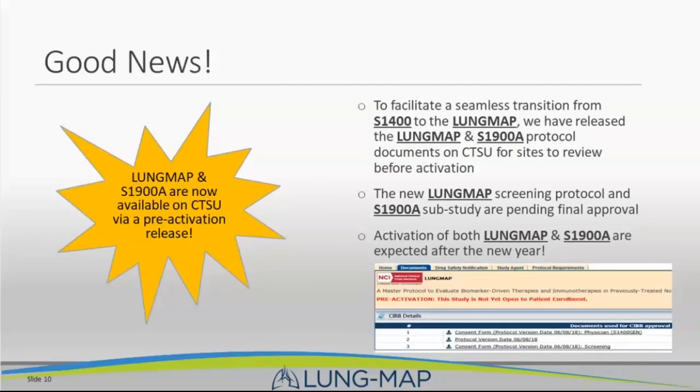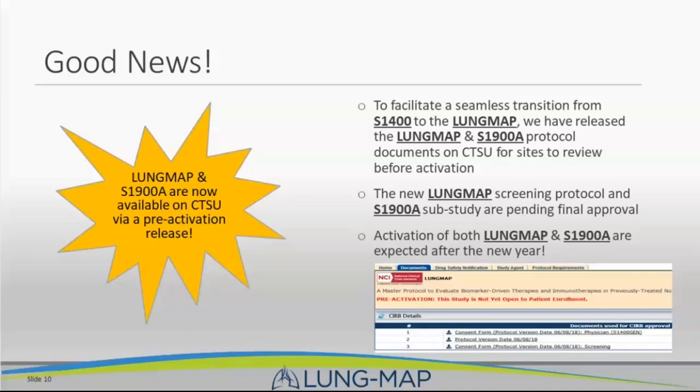So we have worked with our site coordinators committee to plan how to roll out the LungMap expansion. And we thought the best way to facilitate a seamless transition from the S1400 screening to the new screening protocol would be for a pre-activation release. So this means that sites are able to review the protocol documents and start local implementation before activation. I do just want to note that the screening protocol LungMap and S1900A are CIRB approved, but we are still pending final CTEP approval. But we are getting very close, and we expect activation to occur right after the new year.